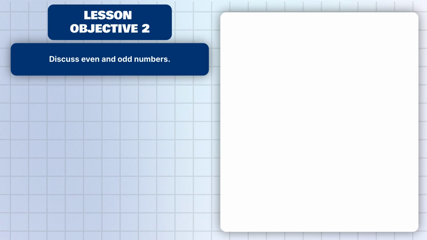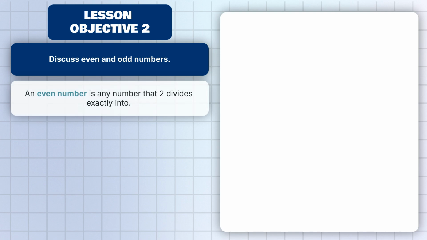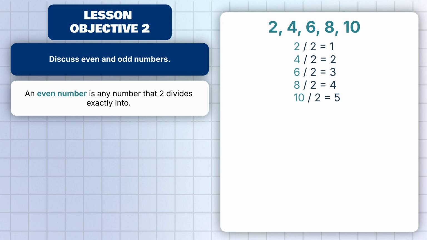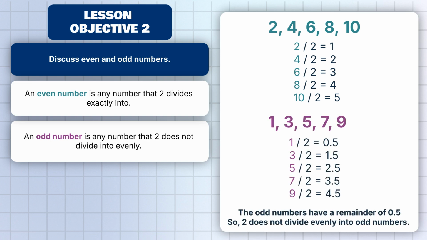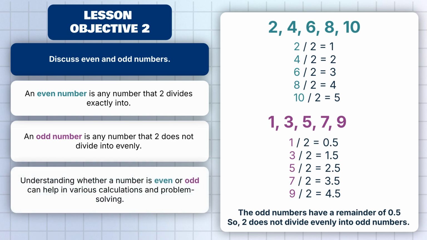Next, let's discuss even and odd numbers. An even number is any number that 2 divides exactly into. For instance, 2, 4, 6, 8, and 10 are all even numbers because dividing any of them by 2 leaves no remainder. Conversely, an odd number is any number that 2 does not divide into evenly. Examples of odd numbers include 1, 3, 5, 7, and 9. Understanding whether a number is even or odd can help in various calculations and problem-solving scenarios.